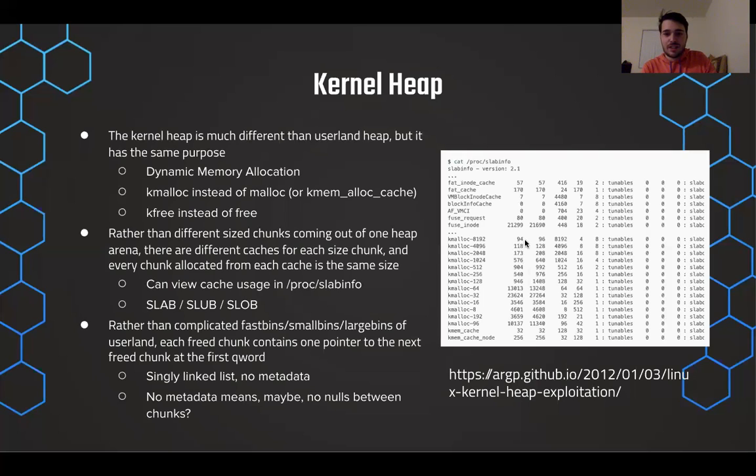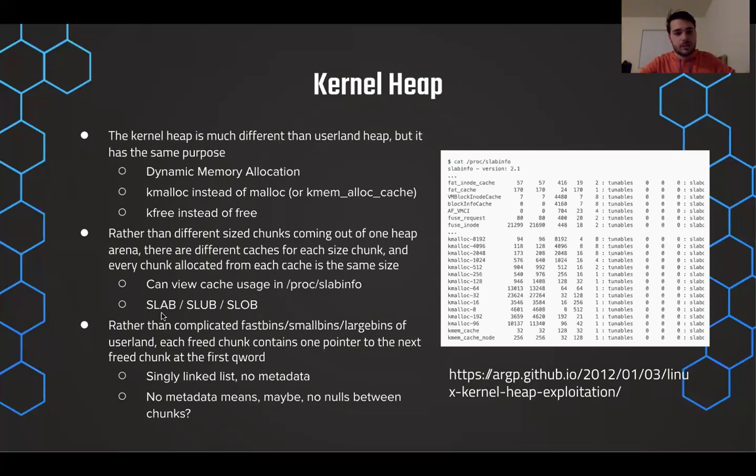Like this 8192 cache does not have much happening here. There's only 94 chunks. So there's not really a hard way of figuring out which one you're going to use or anything. So compared to this 64, which has a lot going on. That's something that you might want to take into consideration when you do a heap exploit.